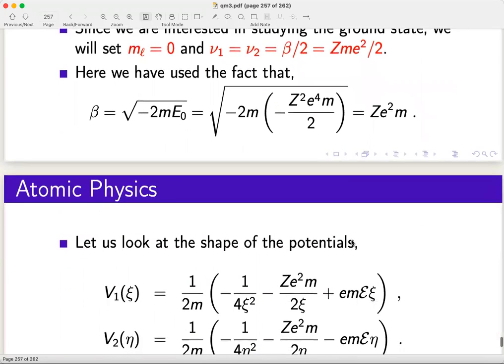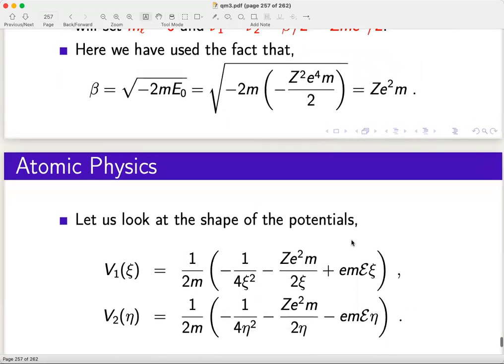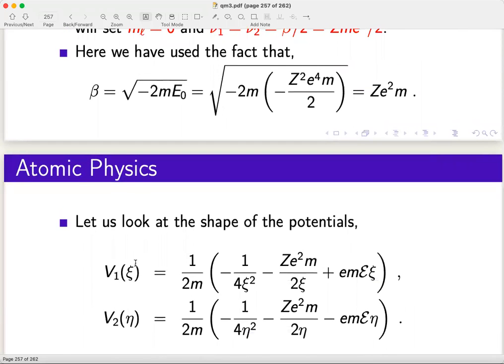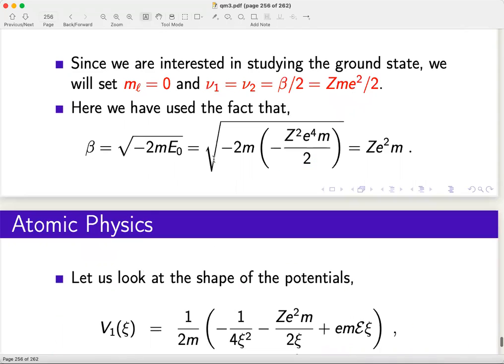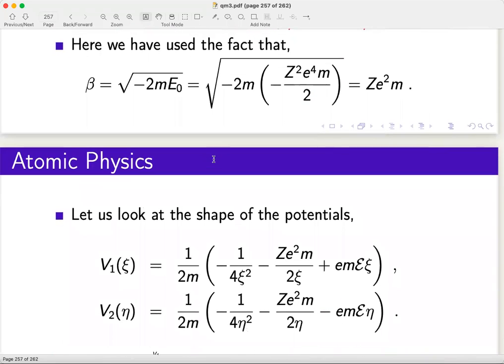Okay, so let's look at the potentials now. Remember, the potential was written in terms of r and z initially, but now we know how to write down the potential in terms of xi and eta, and it's written out here. It is kind of hidden in this particular form. There's some 1 or 2m that needs to be divided, but it basically takes this form. So we'll try to see how these potentials are going to look, and decide what is the problem we are really interested in.